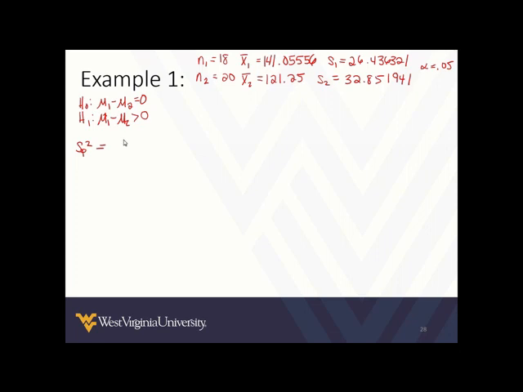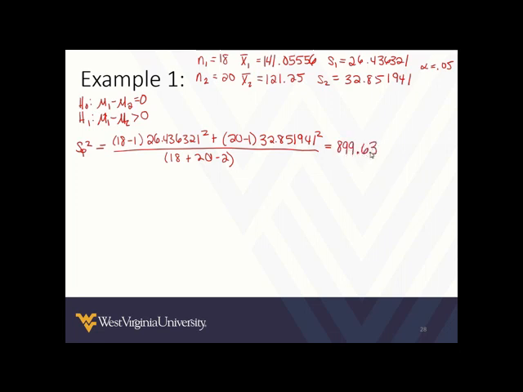And so to plug in our values, this would become 18 minus 1, quantity multiplied by 26.436321 squared, plus 20 minus 1, quantity multiplied by 32.851941 squared, all divided by 18 plus 20 minus 2. And if I type that into my calculator, I'm going to get something approximately 899.63.